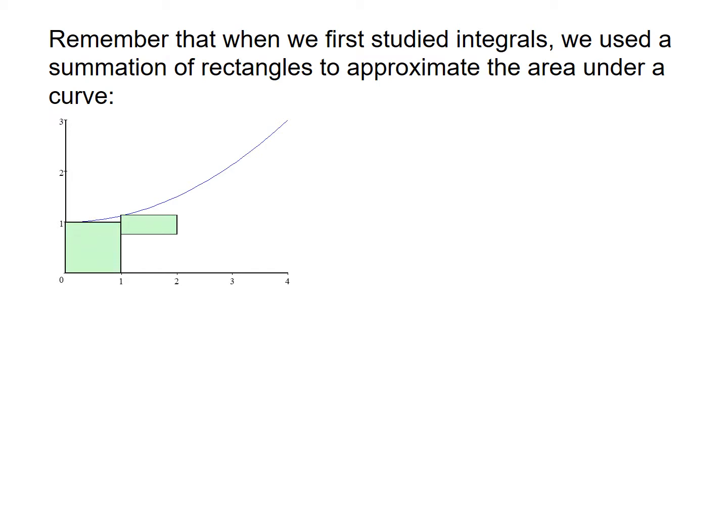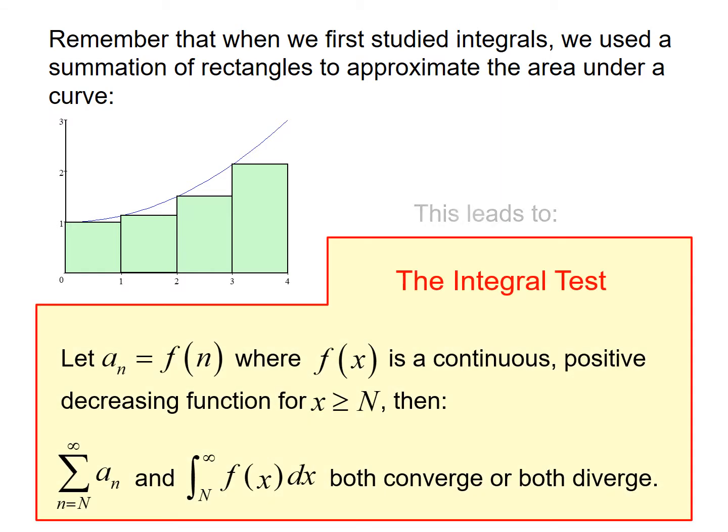Okay, so now we're going to take a look at what we call the integral test. And recall that when we first studied integrals, we looked at them as a sum of rectangles as an approximation. So if we take a look at this curve here and we put these rectangles touching on the left-hand corner underneath, we use those rectangles to approximate the area. And it turns out that if the area under a curve is finite, then the corresponding series is finite.